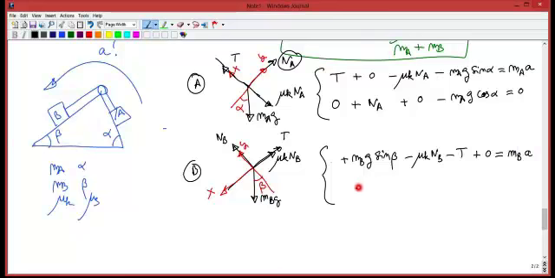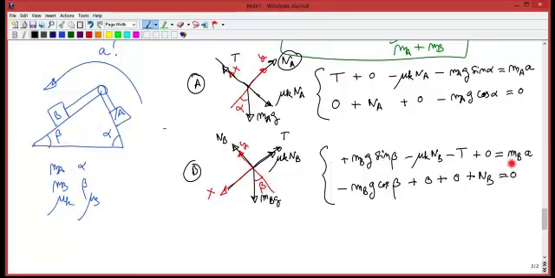And in the y, if the top one is sine, then the bottom one is cosine. I don't have to think about it. I just have to check the signs. The cosine adjacent is opposite to my positive y, so negative. Those two are 0, and N_B is the only one that survives. And the sum of all those is 0.